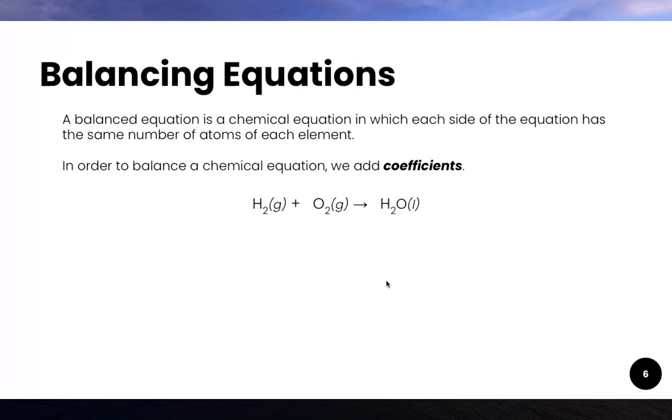A balanced equation is a chemical equation in which each side of the equation has the same number of atoms of each element. So in order to balance chemical equations, which I will expect every equation from here on out to be balanced, we will be adding coefficients. A coefficient is a number in front of a product or reactant.